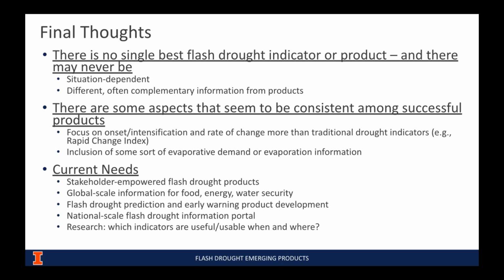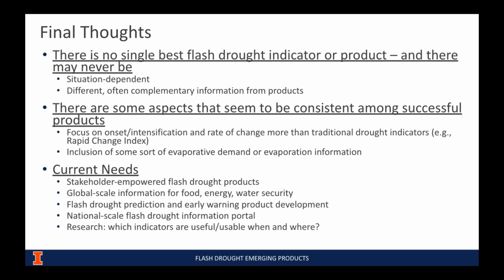Gwen hit on the rapid change index, which I just wanted to highlight again. That's shown a lot of promise to be applied to multiple different types of indicators to really reflect that rapid change. And then again, the inclusion of some sort of evaporative demand, because flash drought is so much about evaporative demand, it's really important to include.